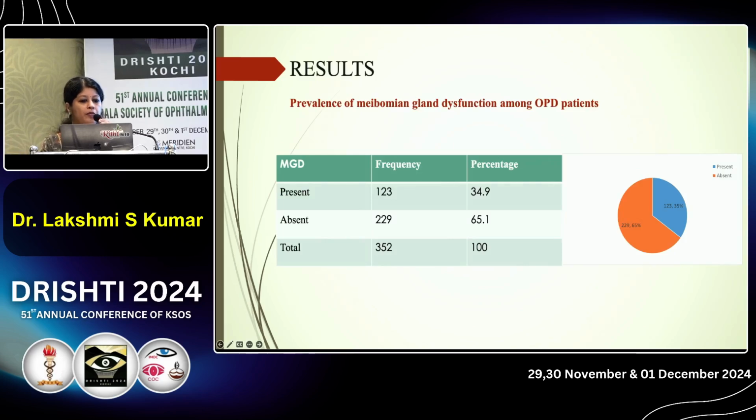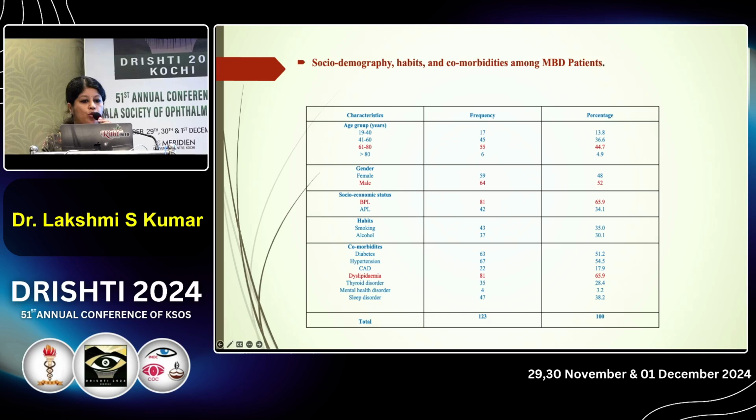Results of my study: out of 352 patients who came to our OPD, 123 patients had MGD, which accounts for nearly 34.9%. Coming to socio-demography, habits, and comorbidities. In the MGD patients, 61 to 80 age group are more prone for MGD in my study, and males are more prone for meibomian gland dysfunction, and BPL patients, that is below poverty line patients, are more prone for meibomian gland dysfunction.